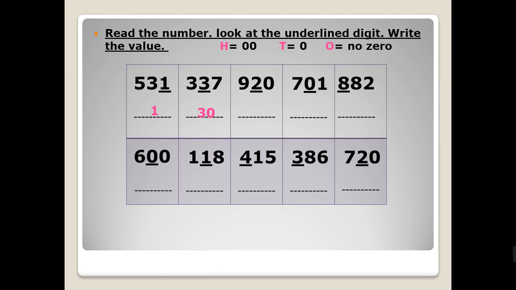Next, 920. The underlined digit 2. And I said 20. So the value of 2 is 20. Because 2 is in tens place and tens has 1 zero. So I will put 1 zero in front of 2.